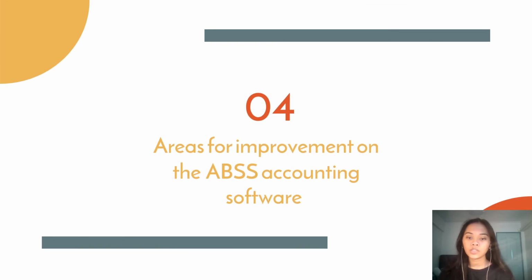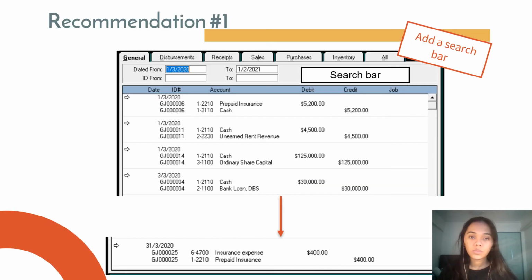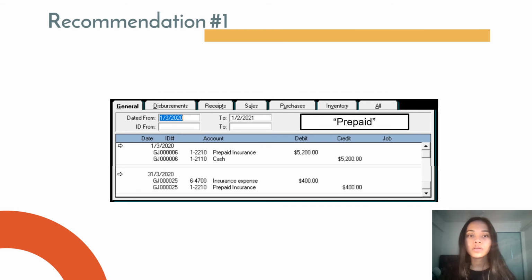So now I'll be sharing some areas for improvement as well as suggestions that ABSS can improve on. One area that ABSS can improve on is by adding a search bar on the transaction journal so that it will be easier for users to navigate the journal they are looking for instead of having to scroll down the transaction journal by looking through the dates. For example, if the user wants to look at prepaid related transactions, the keyword prepaid will be typed into the search bar and all the journal entries containing prepaid will be displayed.